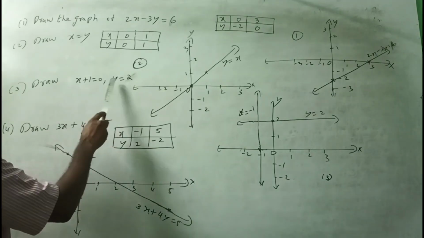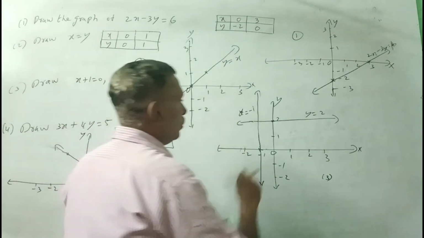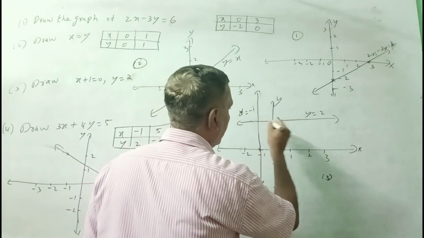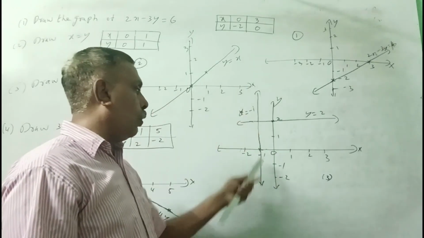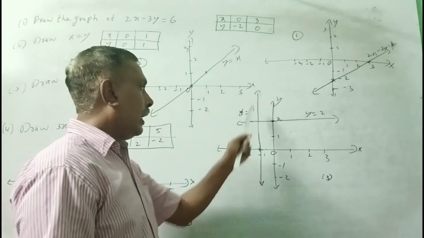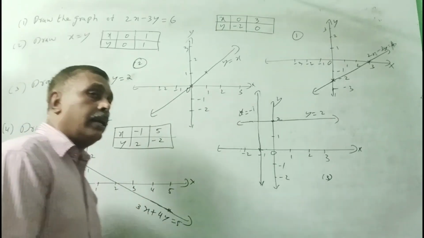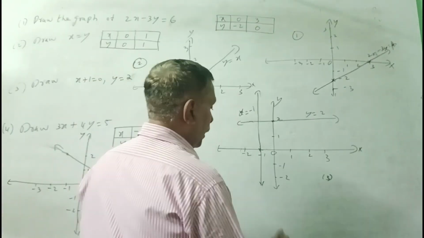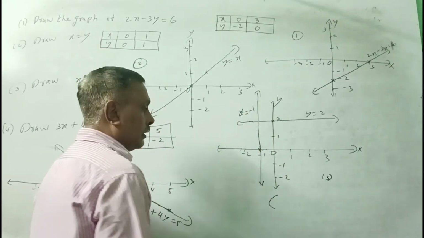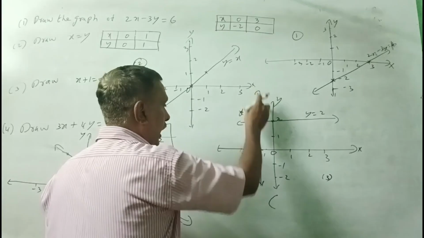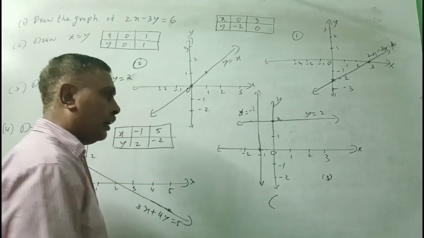Similarly, there is no term of x. It will be parallel to the x axis. y is equal to 2. This is 2. This is y is equal to 2. At 2 you draw a line. We can find here also a lot of points. I didn't make a table here because for lines parallel to the x axis and parallel to the y axis, no table is required. If you want to write a solution here, on the line x is equal to minus 1.